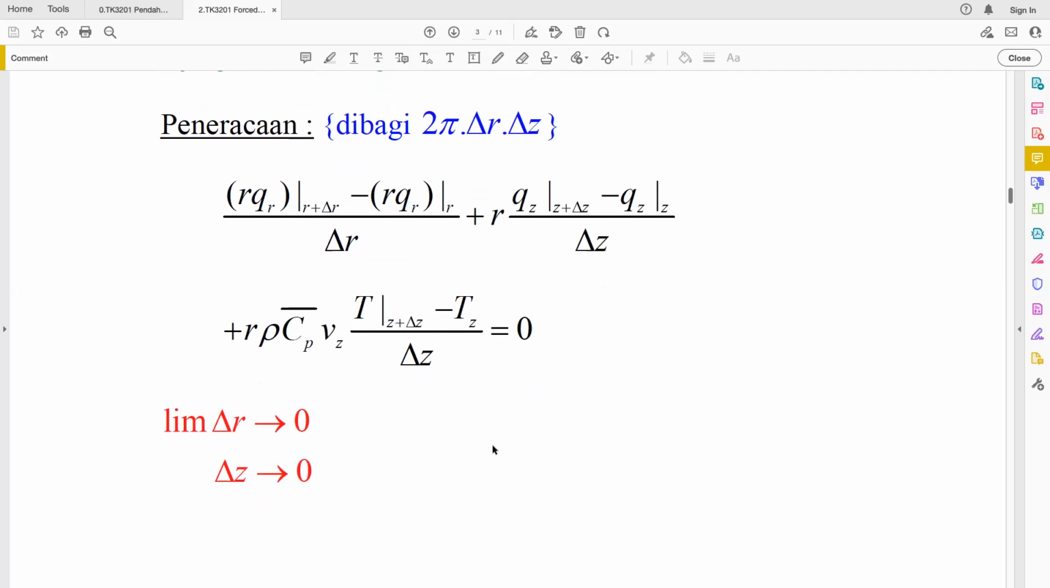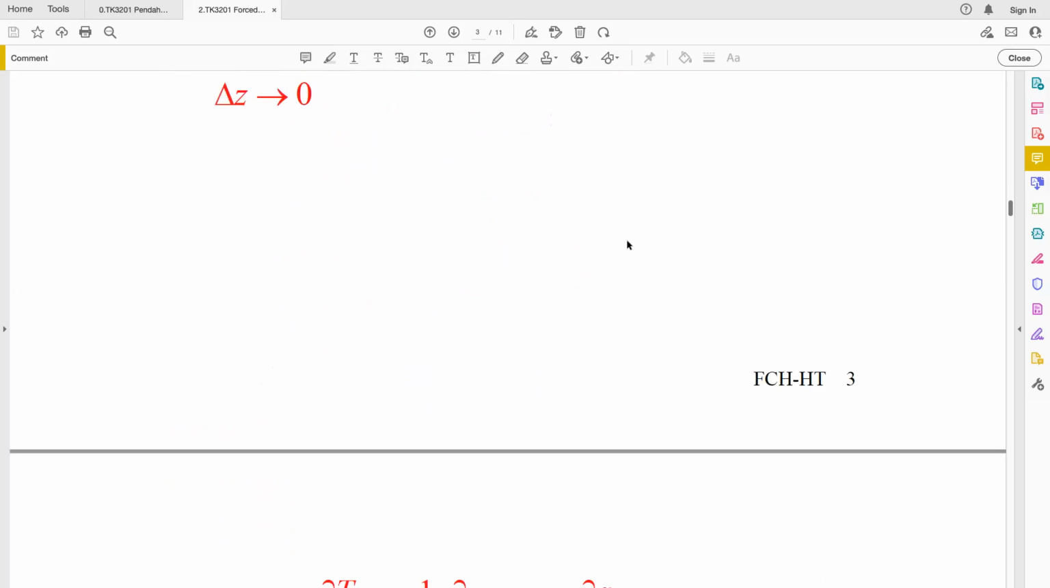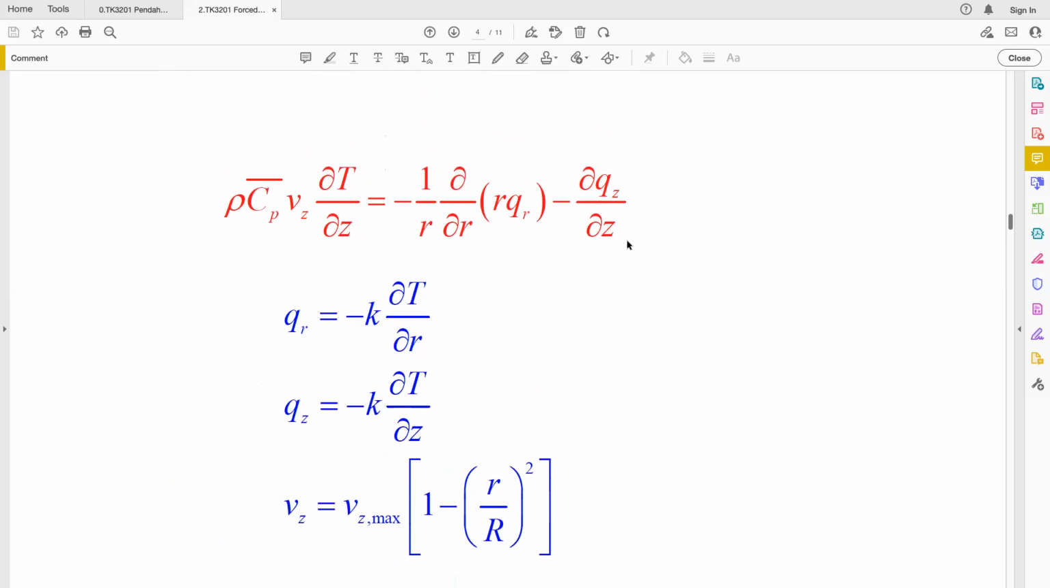Okay, so in the end you end up with this form, and then you can put the limit of delta R close to 0 or delta Z close to 0, and after that you end up with this partial differential equation. That would be the QR, and also that would be QZ. So this one is the equation for heat flux.